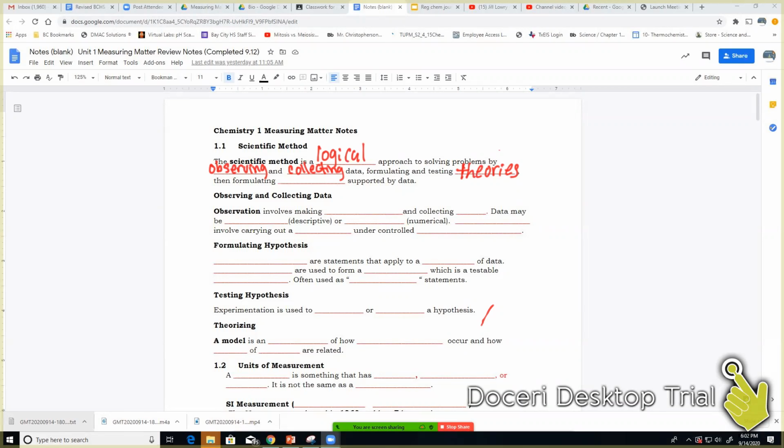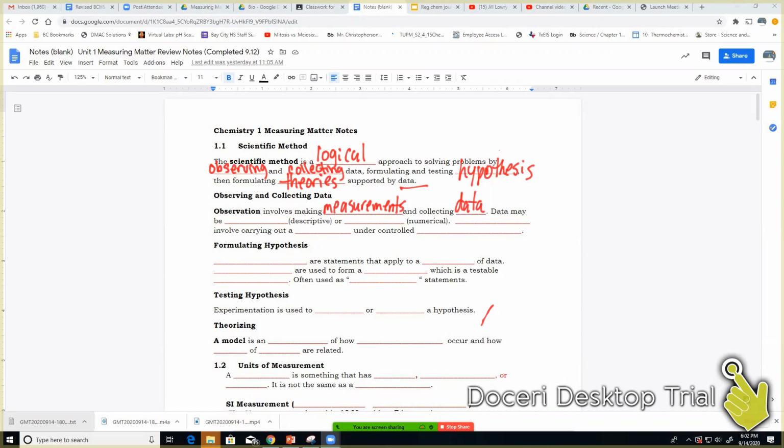Sorry about that, y'all. I'm ahead of myself. This should be hypothesis. You have to have a hypothesis before you can get to theories, which is supported by data. So the only way we're going to get data is through experimentation. So through experimentation, we could observe and then collect data. Observations involve making measurements and collecting data.